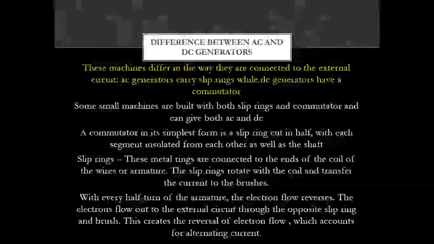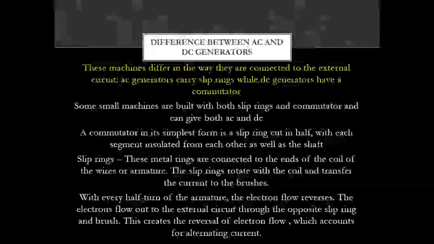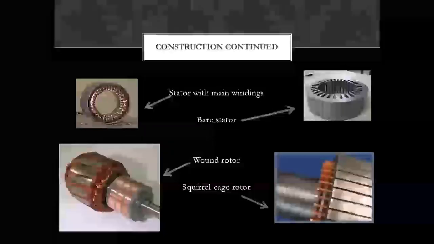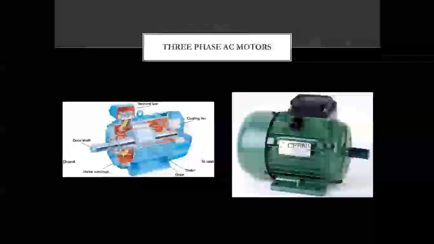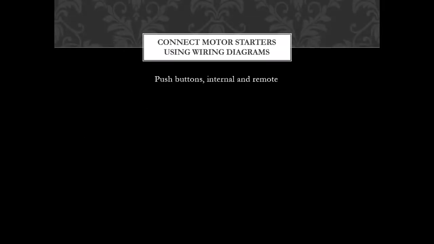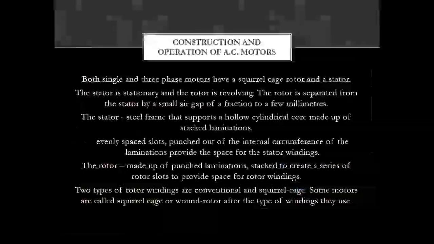All right, so by way of note, the difference between AC and DC generators. These machines differ in the way that they are connected to the external circuit. So AC generators will carry slip rings, while DC generators have a device called a commutator.